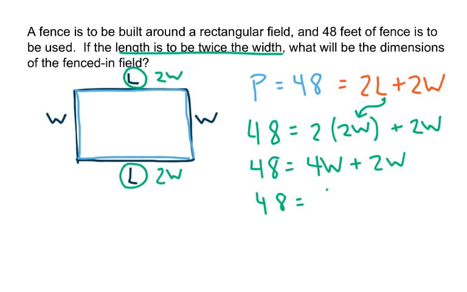48 is equal to 6W. I'll divide both sides by 6 and find out that the width is going to be 8 feet. It asks me, what will the dimensions be? So I need to give both.